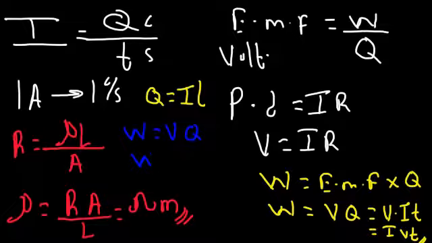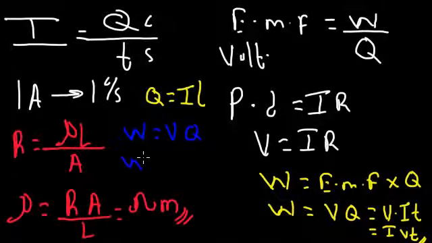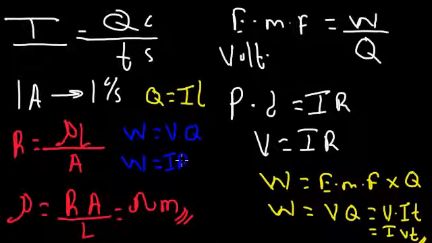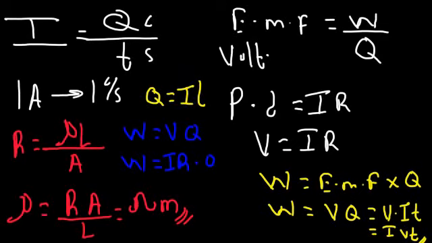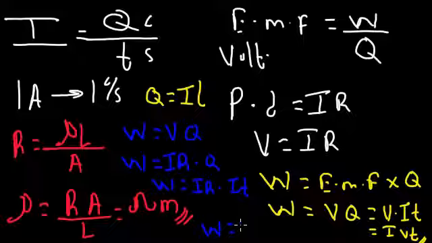I've written that already. Now, from Ohm's law, we said V is equal to IR. So instead of V, we can put IR. Then we have W equals IR times Q. However, from here as well, we said Q is IT. So therefore, we can have W equal to IR multiplied by IT. And finally, the work done in moving a unit positive charge around the circuit can be calculated with the formula I squared RT. So that's it.